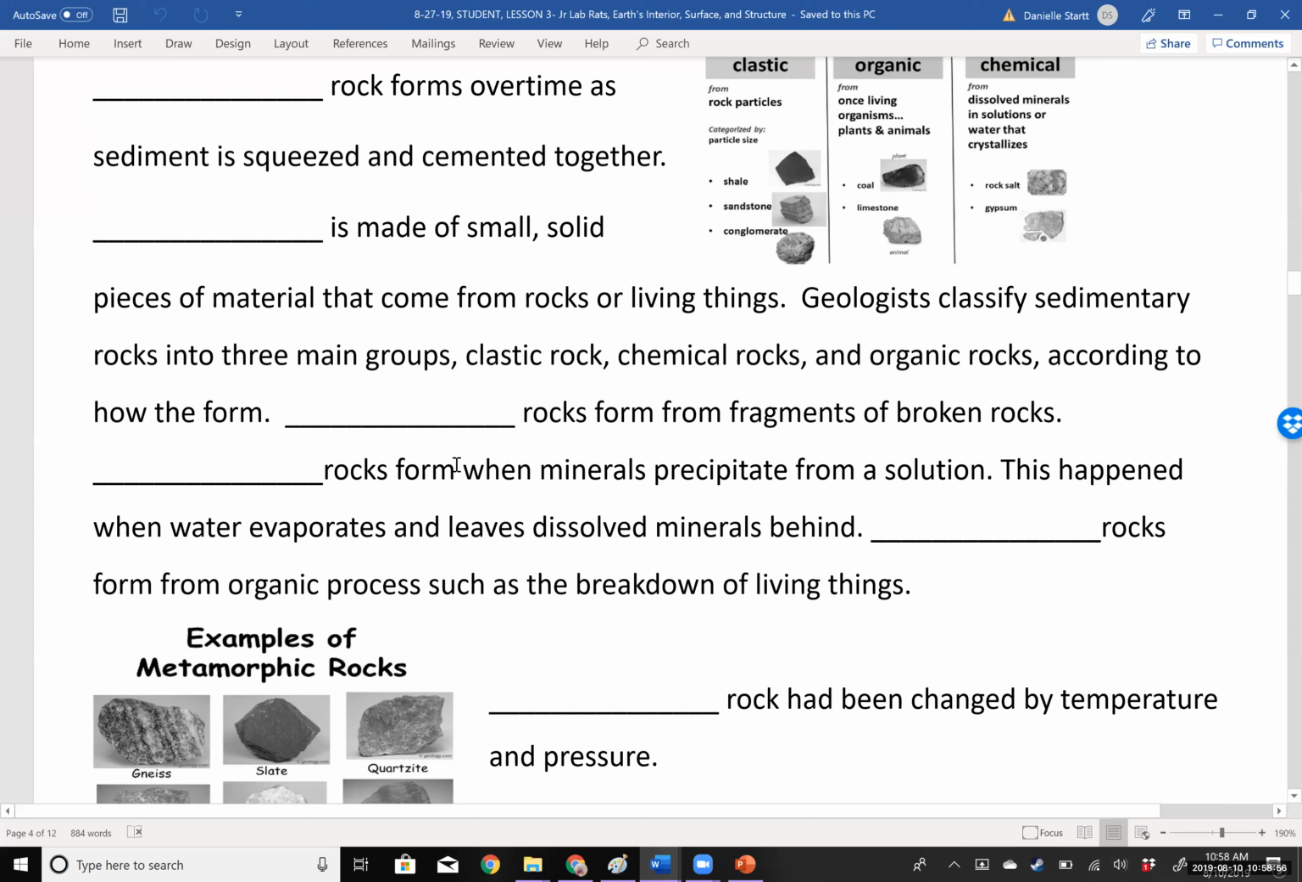Blank rocks form when minerals precipitate from a solution. So which one of these mentions solution? This happens when water evaporates and leaves dissolved material behind. Kind of like when you take salt and water and you let the water evaporate and the salt is left behind. And then blank rocks form from an organic process, such as the breakdown of living things. Okay, so now you've got your clastic, organic, and chemical in these three blanks.